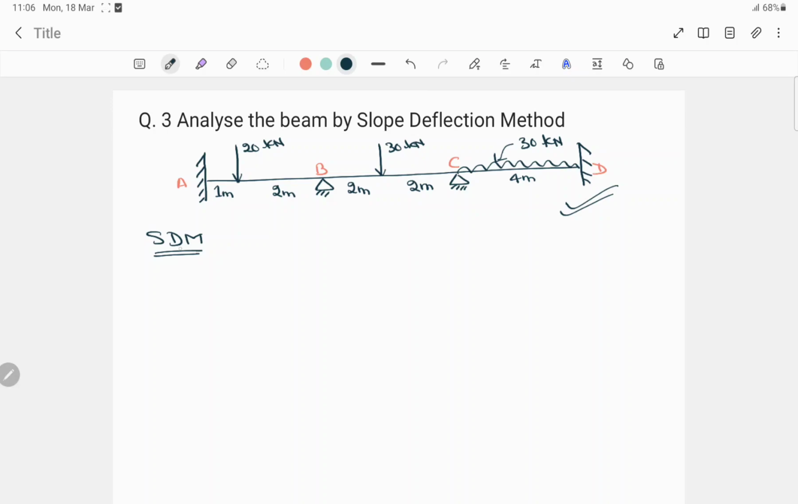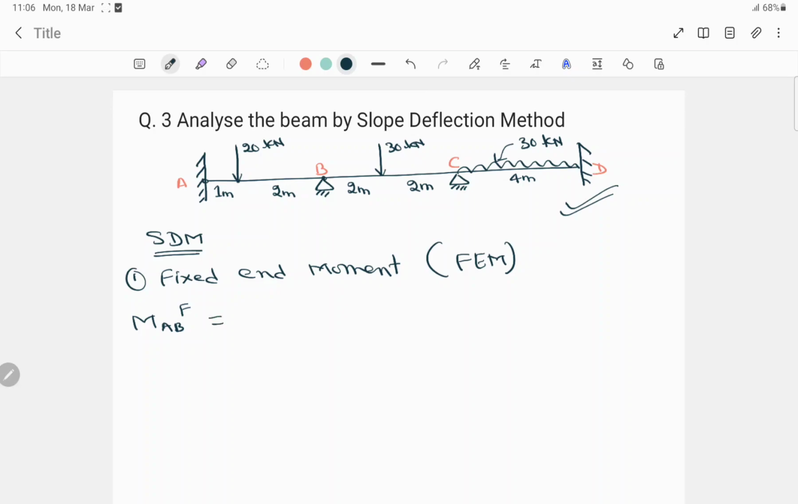In the slope deflection method, the first step is to find the fixed end moment of the beam. I'll write this as FEM. Here, in the fixed end moment, first we'll solve for span A to B. From A to B, it's a fixed end moment.